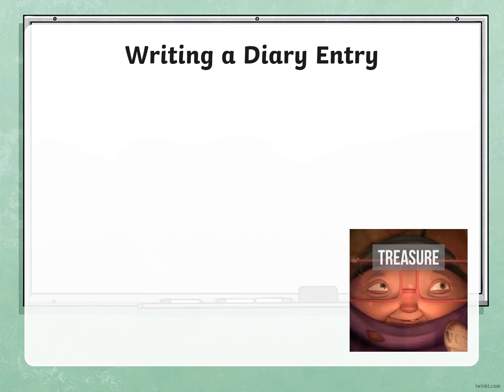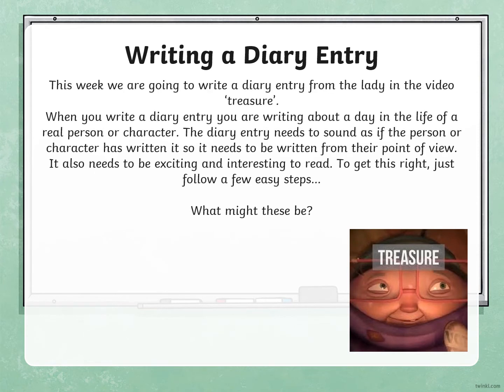So today we are going to be thinking about writing a diary entry. So this week we're going to write a diary entry from the lady in the video, Treasure. When you write a diary entry, you're writing about the day in the life of a real person or character. The diary entry needs to sound as if the person or character has written it, so it needs to be written from their point of view. It also needs to be exciting and interesting to read.